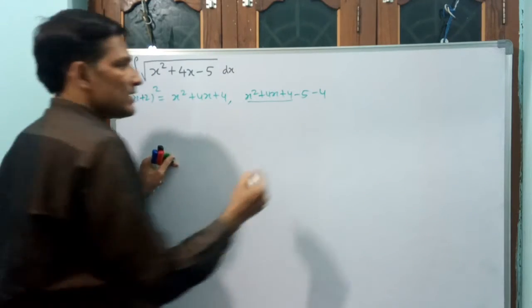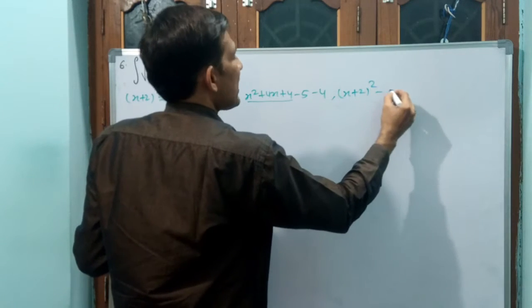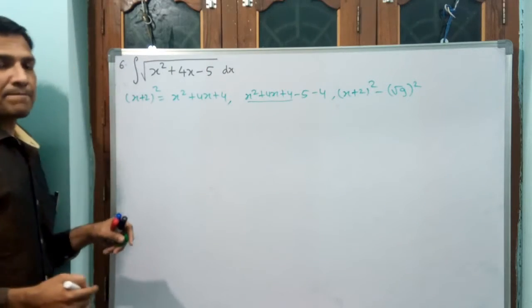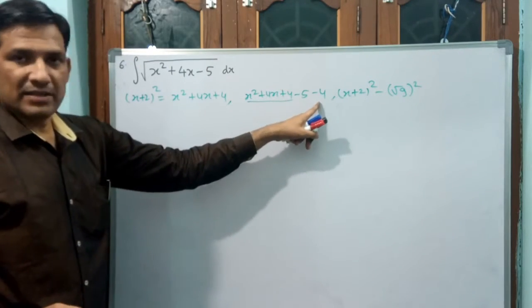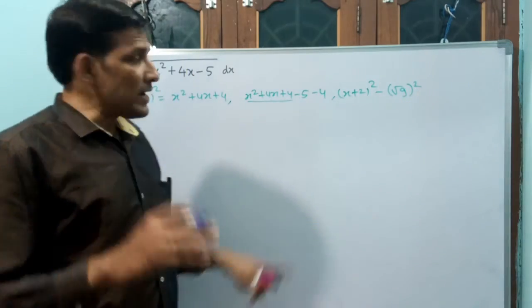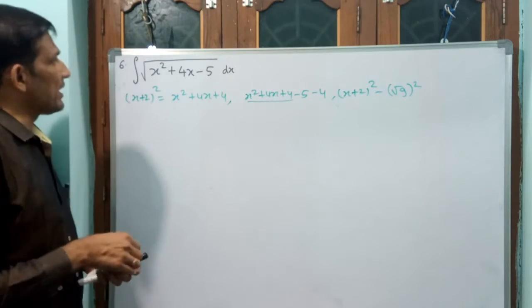Minus 9 you have to write. That means I am writing (x plus 2) whole square minus (root 9) whole square. Is it okay? Why? Because this is going to become minus 9. I have kept minus (root 9) whole square. Don't write only 9 here. Always write it in square form. Okay? Then only it will be correct.